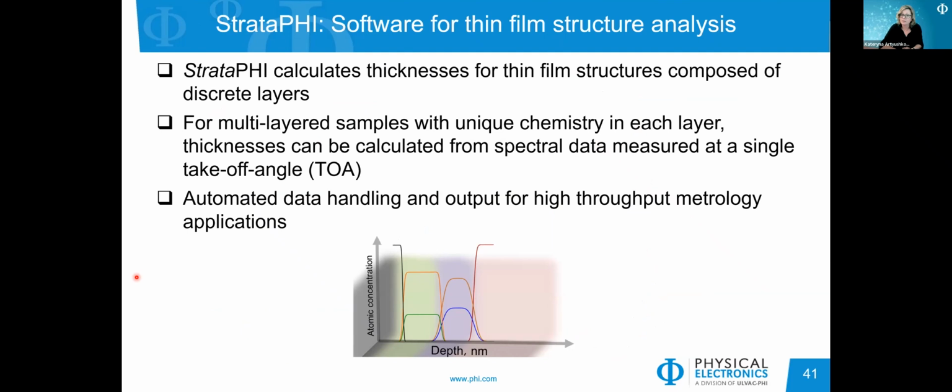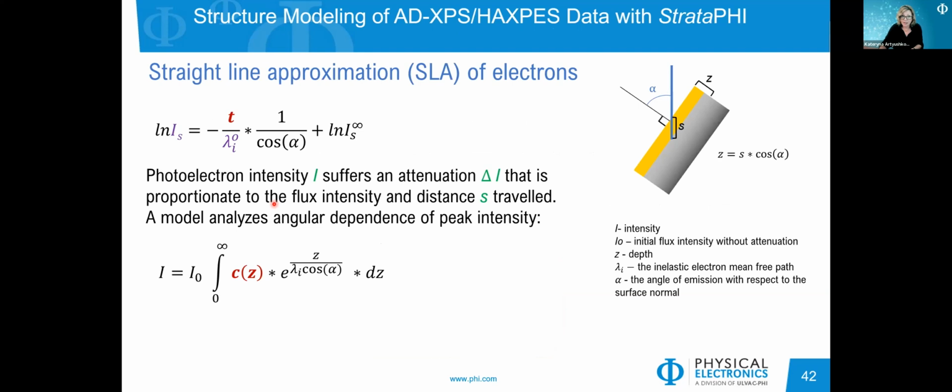The assumption of this model is discrete layers. And a really unique feature of this software is that if you have non-repeated layers, if you have unique chemistry in each layer, you don't need to do angle-resolved analysis. You can actually extract structure from a single takeoff angle spectral data. And this is a great metrological tool because you can increase your throughput of data acquisition. Therefore we have incorporated many data processing automations in this package as well. It's an algorithm that is based on the straight line approximation.